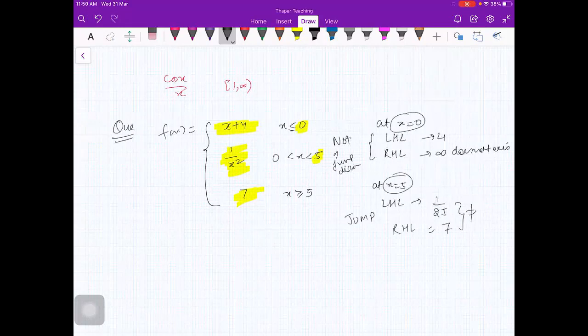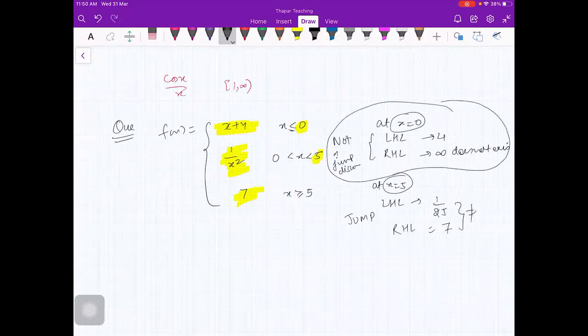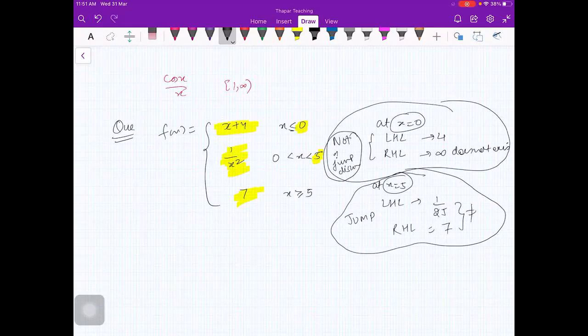So any interval which contains 0, in that interval it is not piecewise continuous. क्यों? क्योंकि 0 पे jump discontinuity नहीं है. And any interval which contains 5, उस पे ये piecewise continuous है. And any interval which does not contain 0 and 5, उस पे ये continuous है. Is this thing clear, beta? So this is what are piecewise continuous functions.